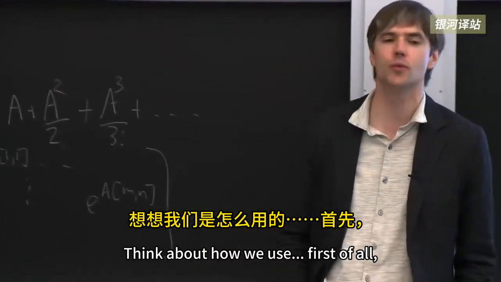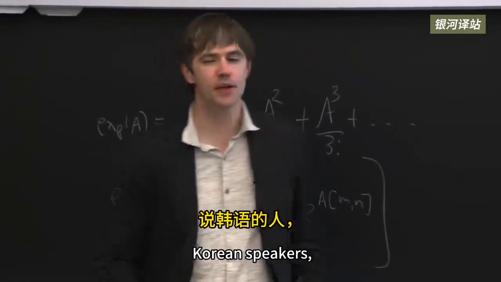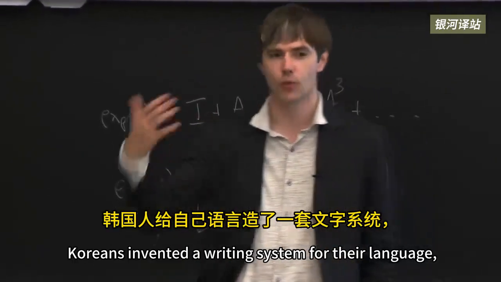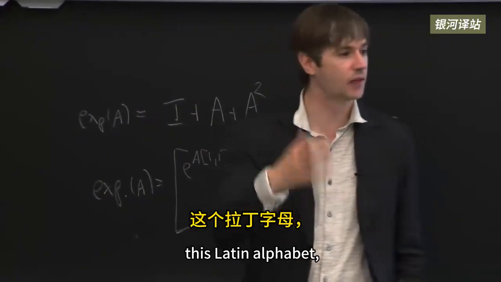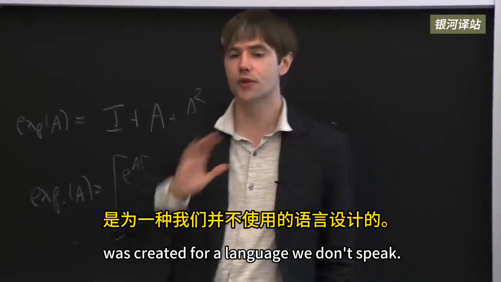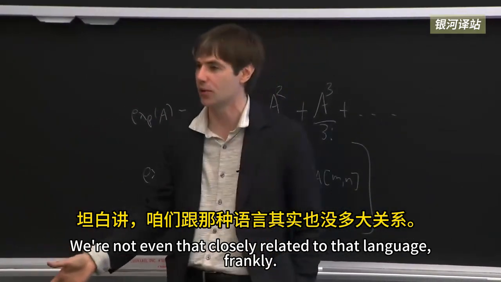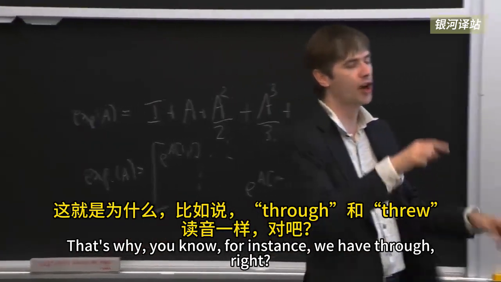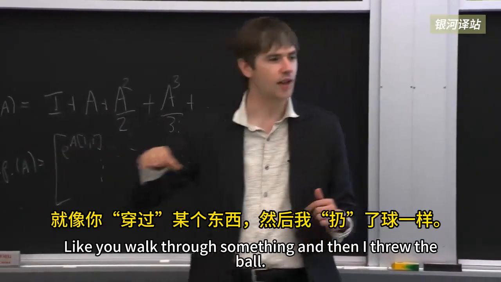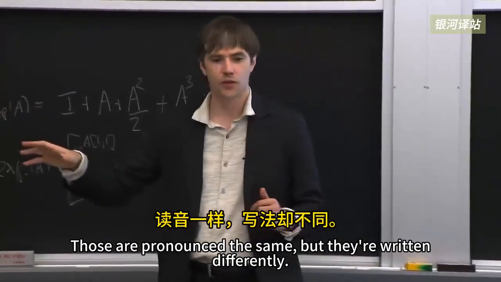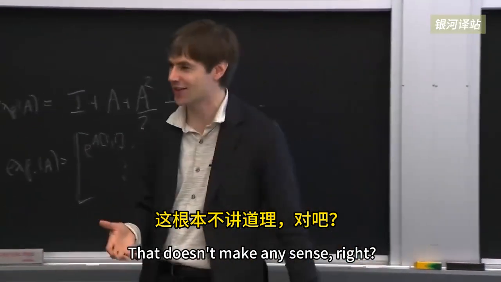Think about how, first of all, we didn't create our own alphabet, English speakers, right? Koreans invented a writing system for their language, so it's perfect. Our writing system, this Latin alphabet, was created for a language we don't speak. We're not even that closely related to that language, frankly. That's why, for instance, we have through, right? You walk through something, and then I threw the ball. Those are pronounced the same, but they're written differently. That doesn't make any sense, right?